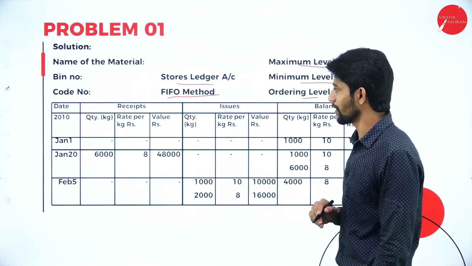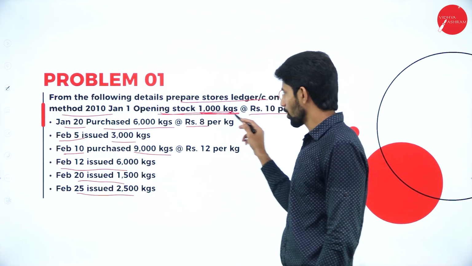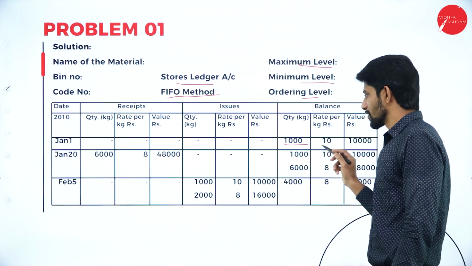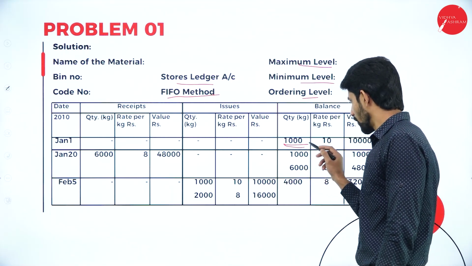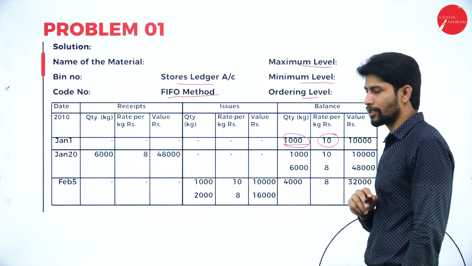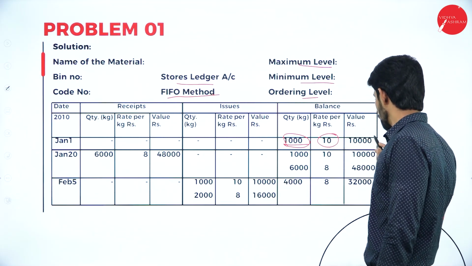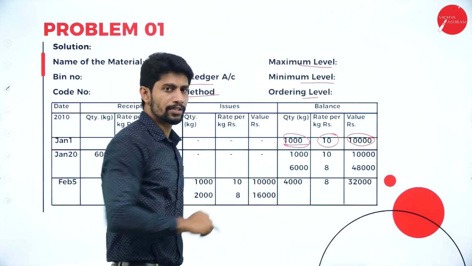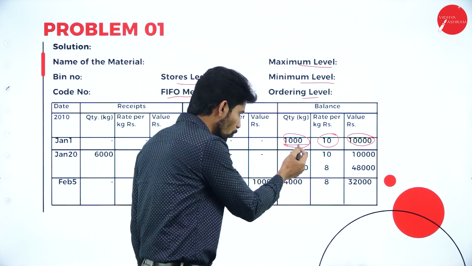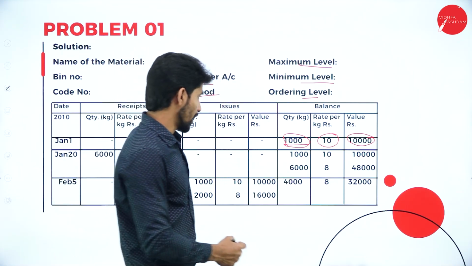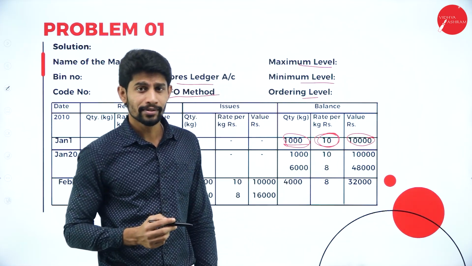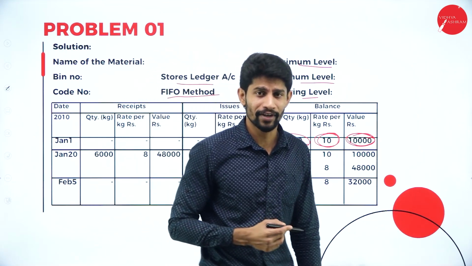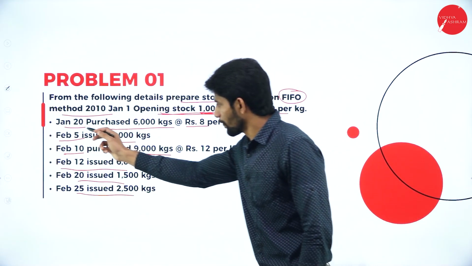On 1st Jan, what is the entry we have? On 1st Jan, we have the opening stock. Opening stock always we are supposed to show in the balance column. We have 1000 kgs. What is the cost? 10 rupees per kg, and the value is 10,000 rupees. So in the balance we have 1,000 quantity, 10 rupees per kg, and the total value is rupees 10,000. And what is the next entry we have? The next entry is on Jan 28th.